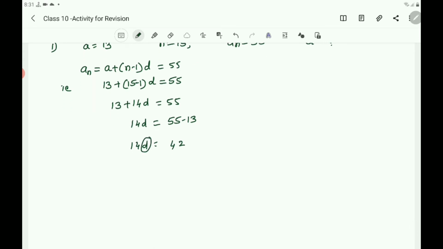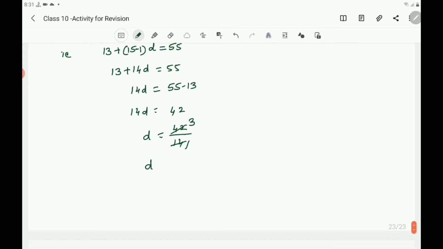Here we have to find the value of d. So you transfer 14 to the RHS, it becomes 42 by 14. So you will get 14 ones are 14, 14 threes are 42. So it is d equals 3. So what is the value of d? D is 3.